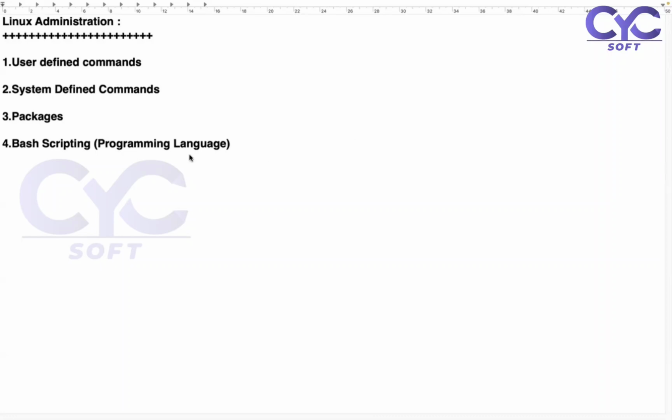So far we have discussed system-defined commands and packages. Now we are going to discuss one more topic, that is file permissions. File permissions, a very important topic, guys. So what are file permissions actually?